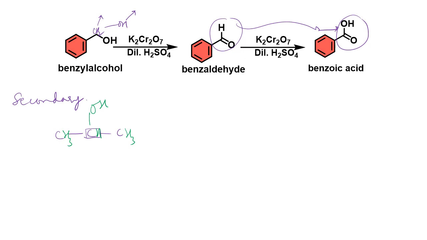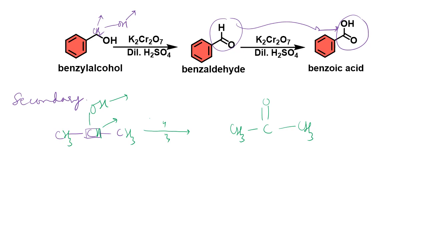And when we are using this reagent, K2Cr2O7 and dilute sulfuric acid, then loss of hydrogen takes place from the OH group and the neighboring carbon, and the product which will be formed will be CH3C, now a double bond here after loss of hydrogen, and CH3. So this particular compound is a ketone, as you can see from the structure.